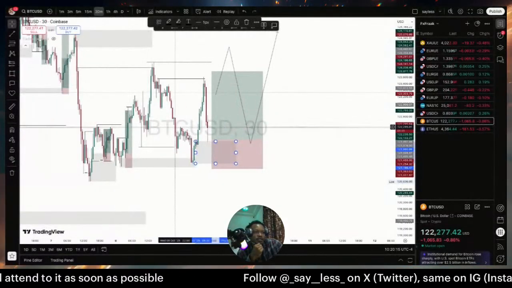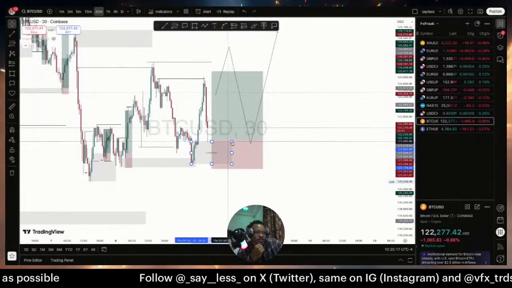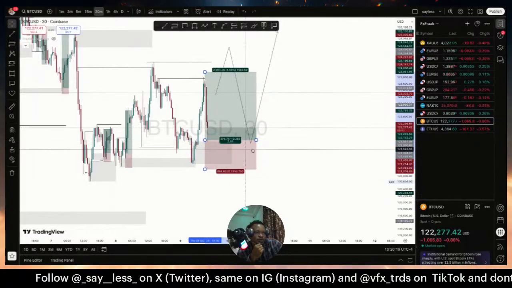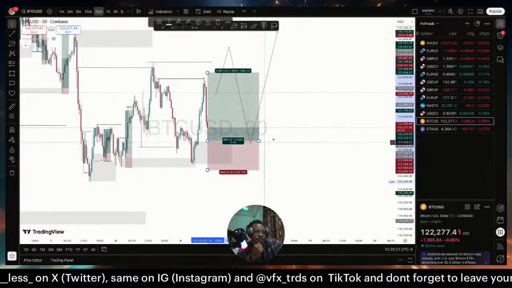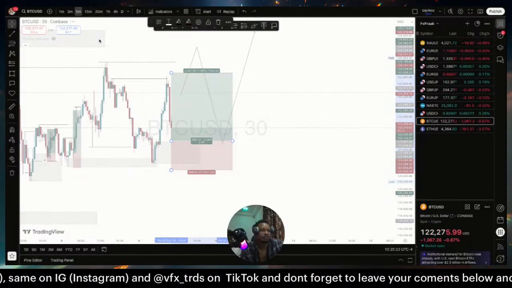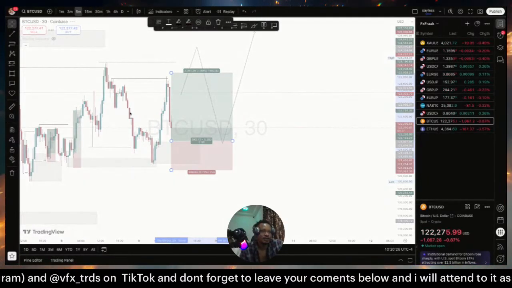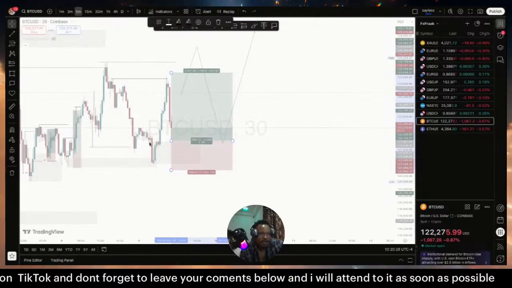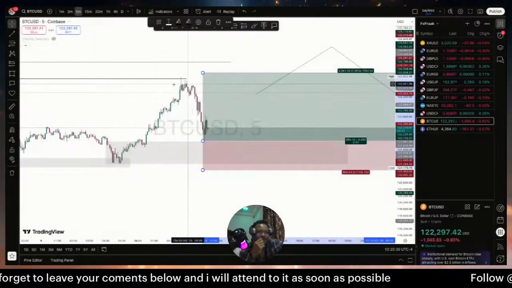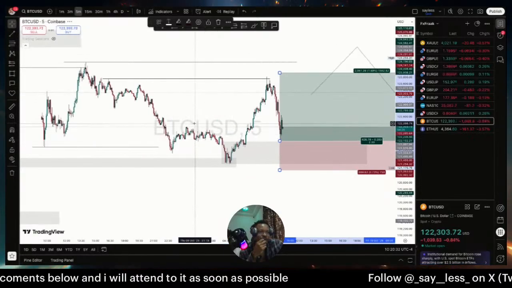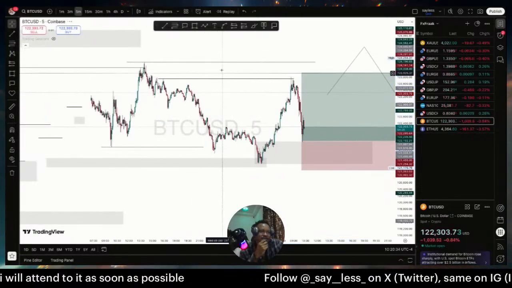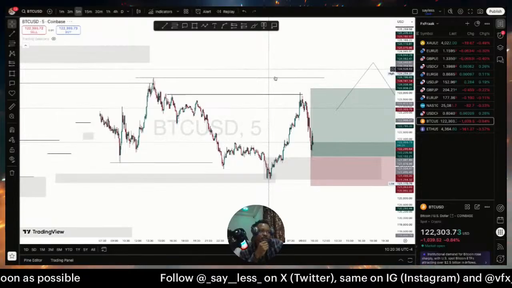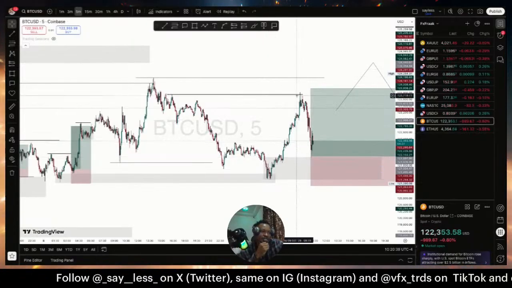Even if hey shit, I don't miss this Bitcoin trade though. I was looking for this trade on BTC. Let me see if I can get one entry here. So guys, I was looking for this buy on BTC, but like I said, this buy is supposed to be valid only if there was a break of structure to the upside here. If there was a break of structure, I would be more confident to take this trade.